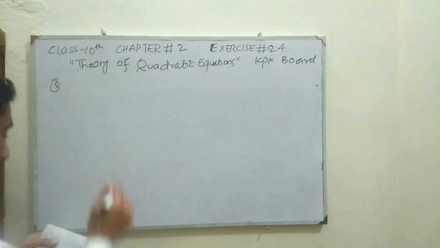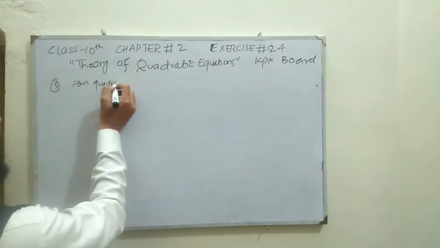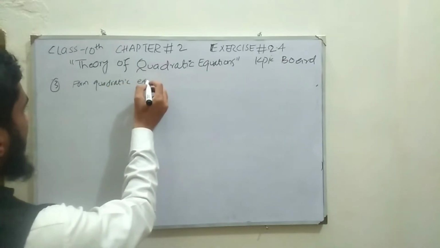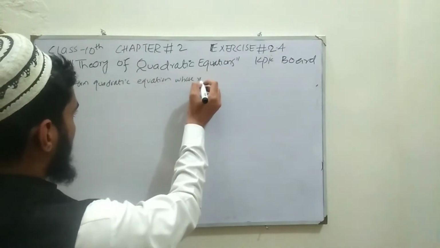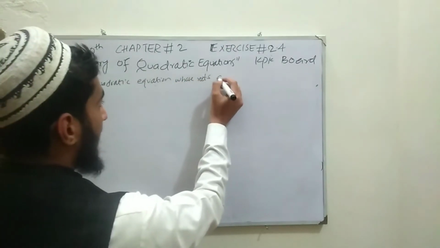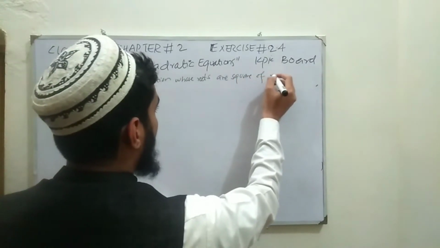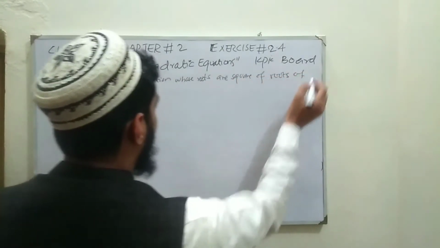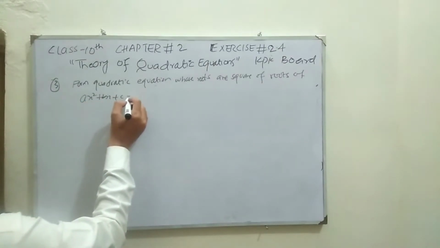Form a quadratic equation whose roots are the square of the roots of ax square plus bx plus c is equal to 0.